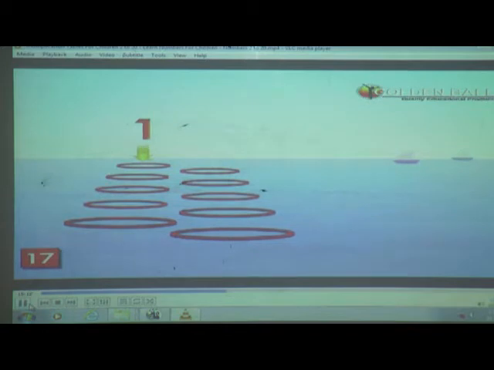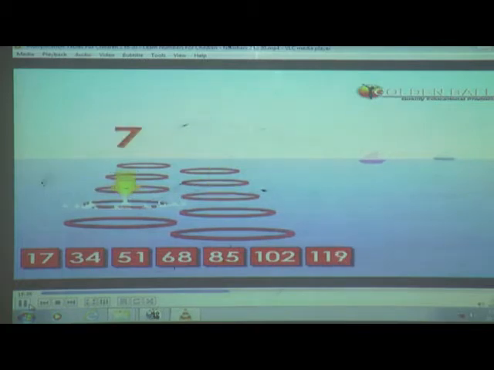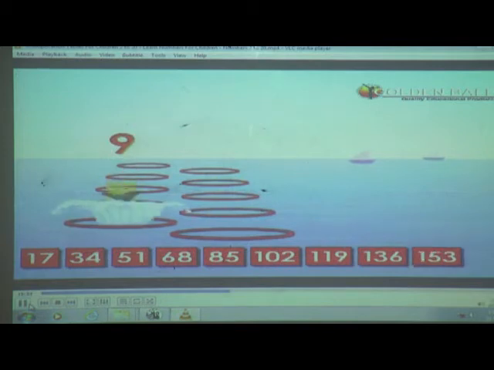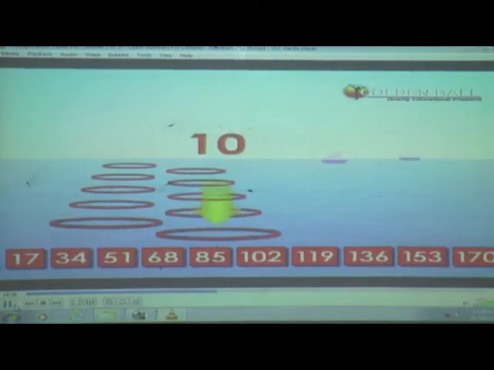17 ones are 17. 17 twos are 34. 17 threes are 51. 17 fours are 68. 17 fives are 85. 17 sixes are 102. 17 sevens are 119. 17 eights are 136. 17 nines are 153. 17 tens are 170. All together.